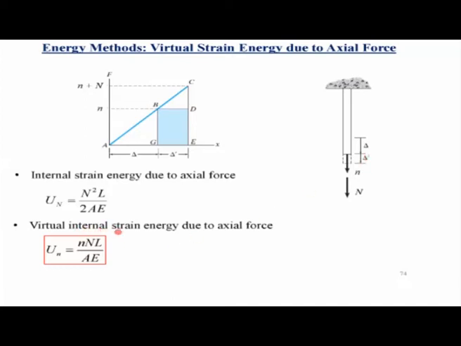So the work done by the internal strain energy due to the virtual load is n into NL over AE. The deformation of this rod due to the additionally applied load N is N into L over AE, and the virtual load was already applied, so the internal strain energy due to the virtual load undergoing the deformation of the actual load is small n into capital N into L over AE.